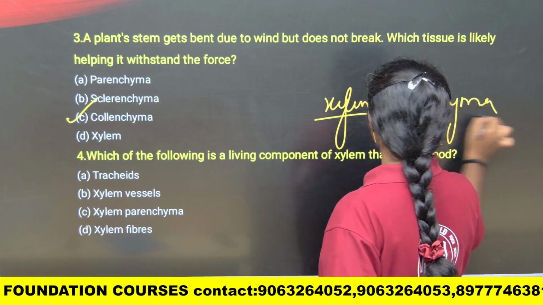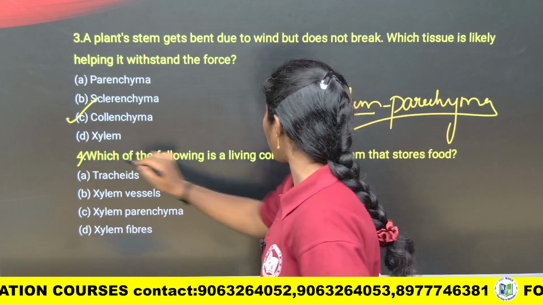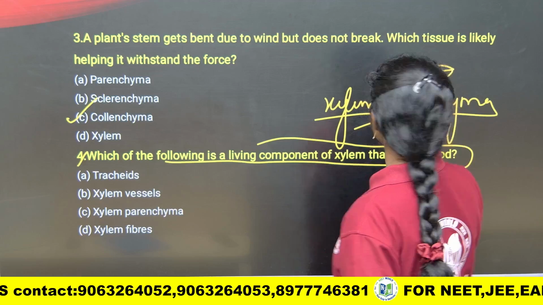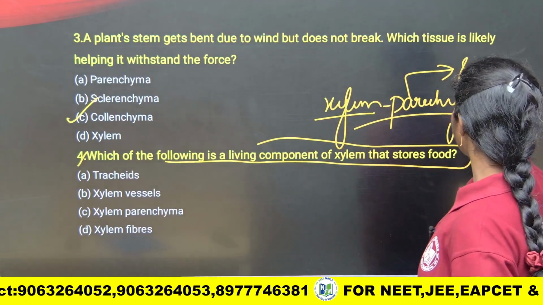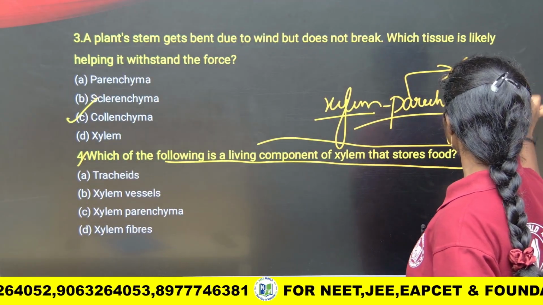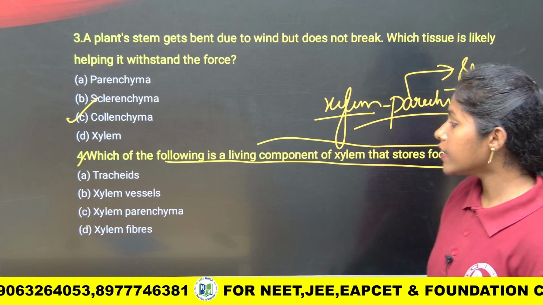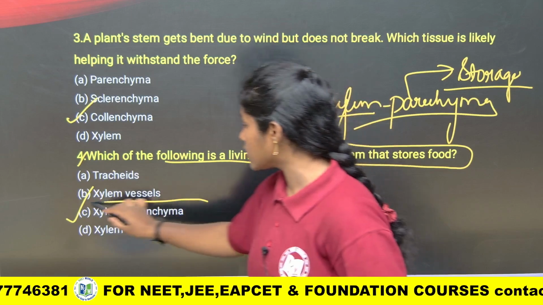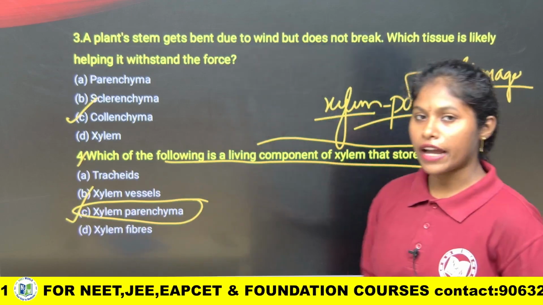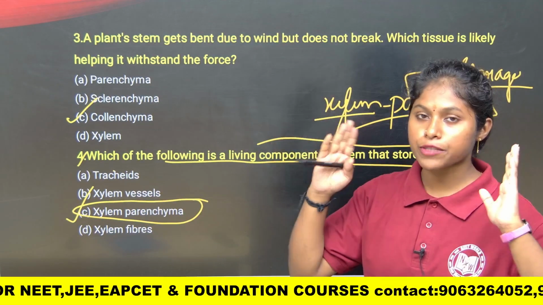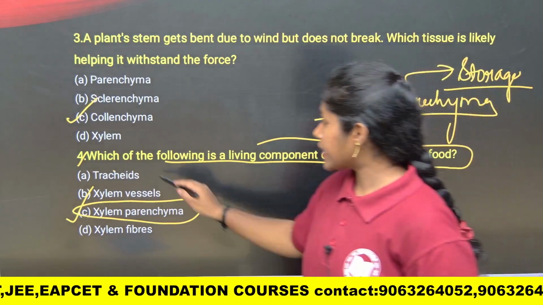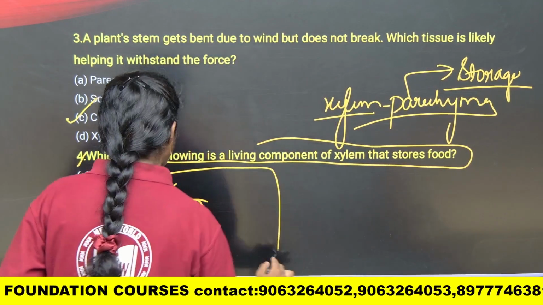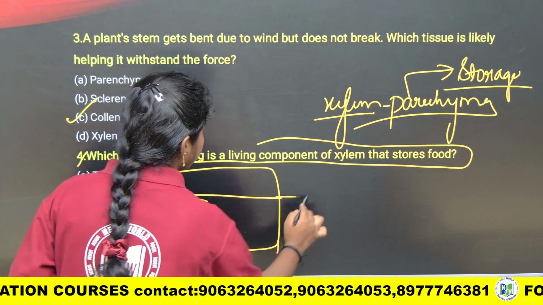Parenchyma is a living tissue. Here they are asking which of the following is a living component of xylem that stores food. We all know that parenchyma is involved in the storage of food. The direct answer is xylem parenchyma. Parenchyma is involved in the storage of food, and also regeneration and lateral conduction or transportation of water. And tracheids, vessels, and fibers are dead tissues.